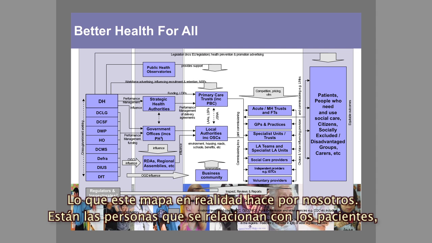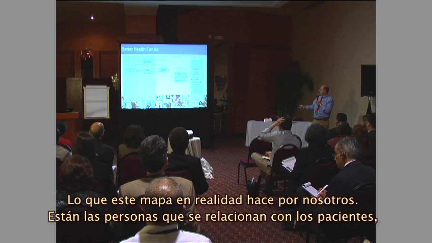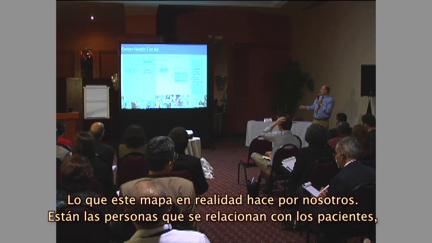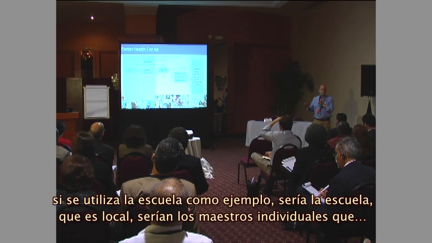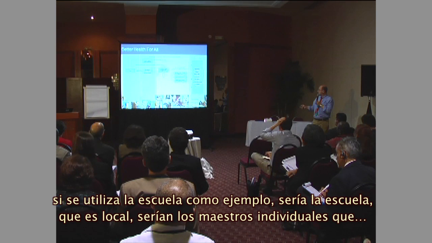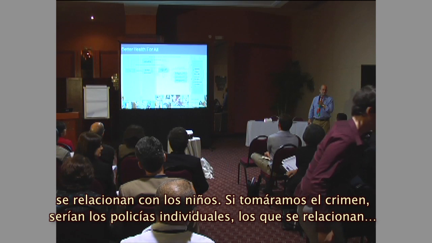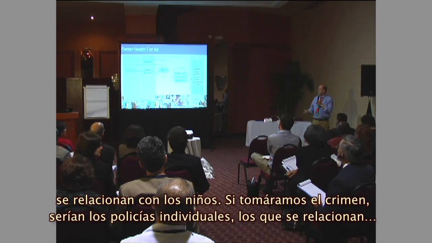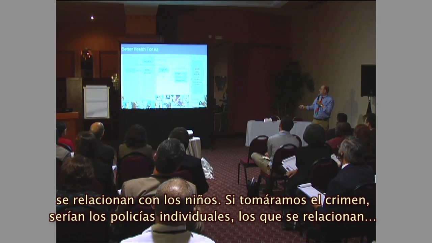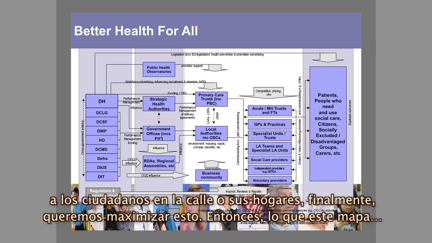What this map actually did for us, all right, so they were the people who are going to be relating to patients. If you used a school example, it would be the school who would be local, would be the individual teachers who would be relating to children. If you look at crime, it would be individual police officers who would be relating to citizens on the street or in their homes. Ultimately, you want to maximize that.